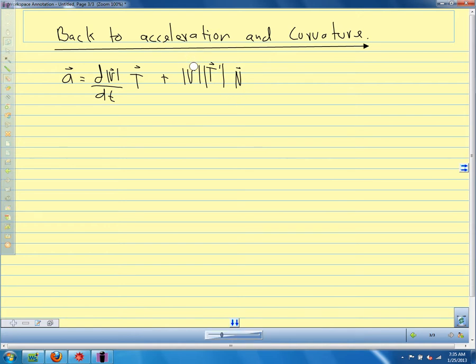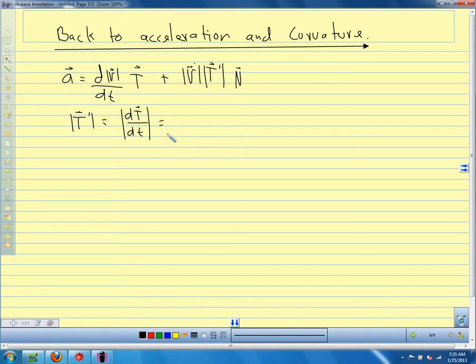So this was our initial expression for the tangential and normal component of acceleration. I'm going to work a little bit with this T prime, with this normal component of acceleration, and we're going to relate this quantity to the curvature. So we know that the magnitude of T prime is the rate of change of T with respect to t.